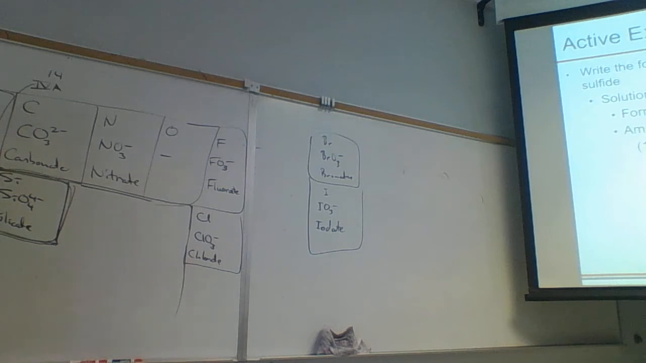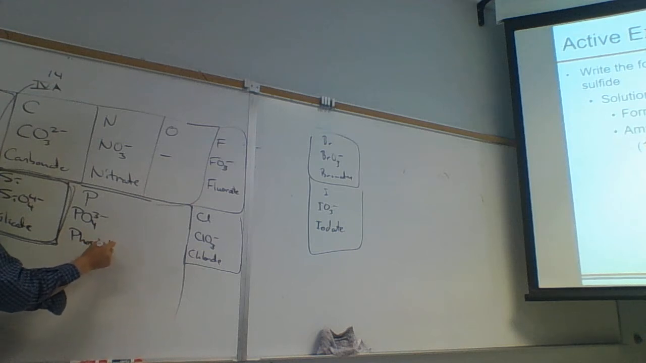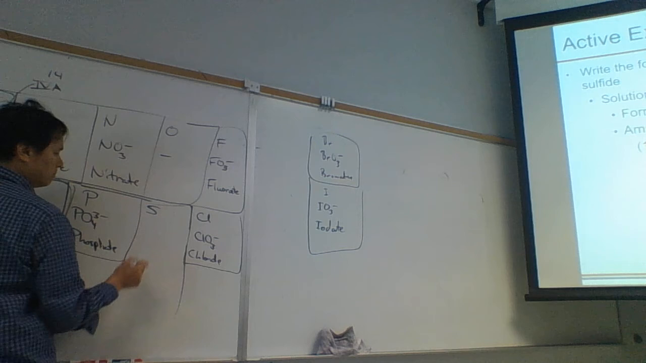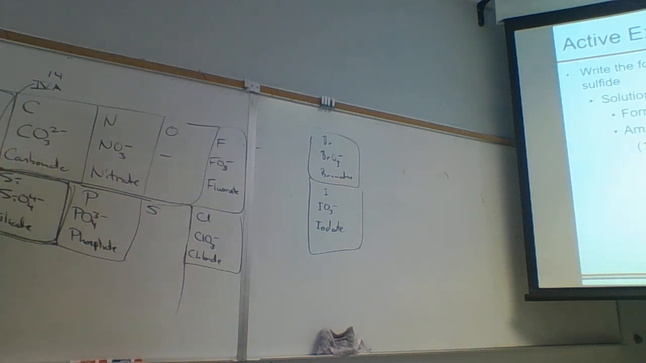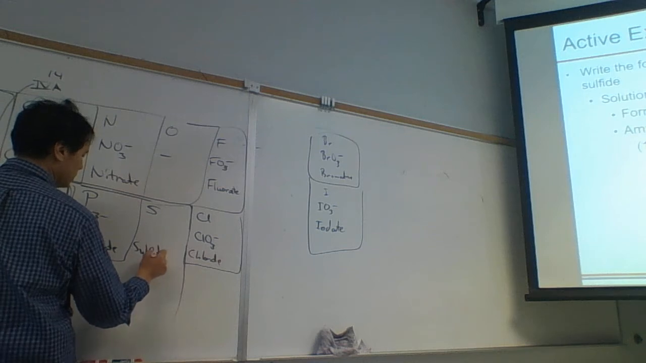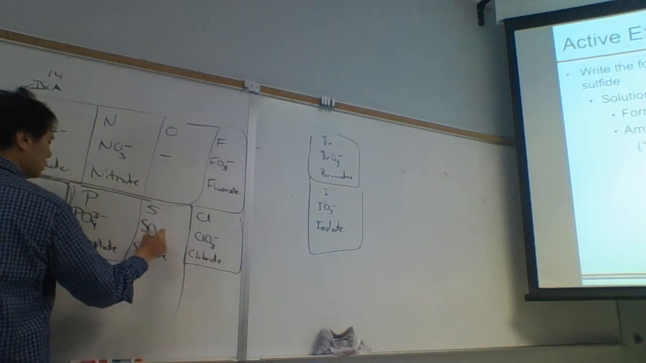SiO4. Under nitrogen, do you know what's under nitrogen? Phosphorus. And you know what we call this? PO4 3 minus, and we call it phosphate. Okay, below oxygen comes sulfur. Sulfate, you're right. That would be sulfate. And what's the formula for sulfate? SO4 2 minus.